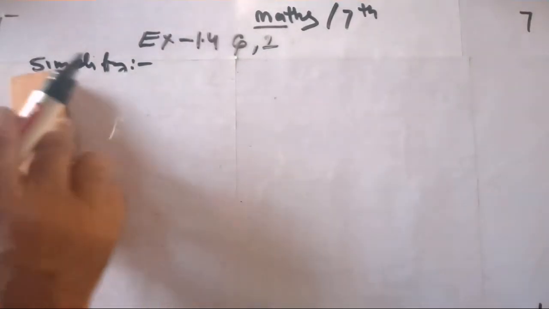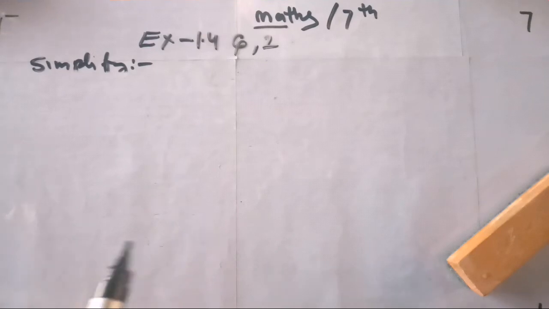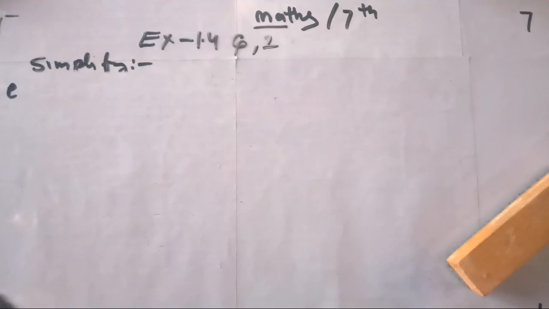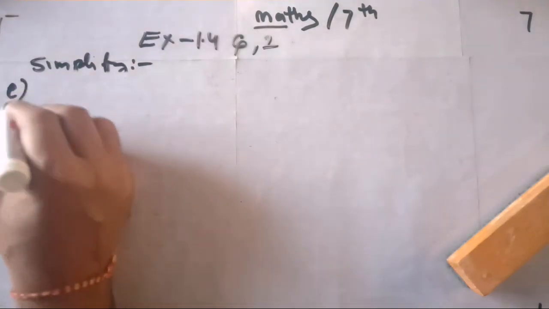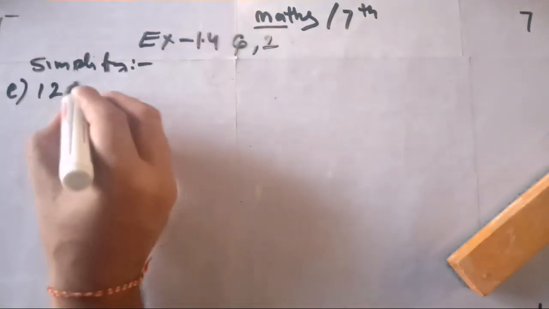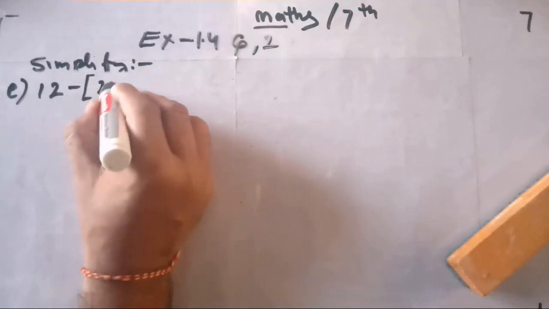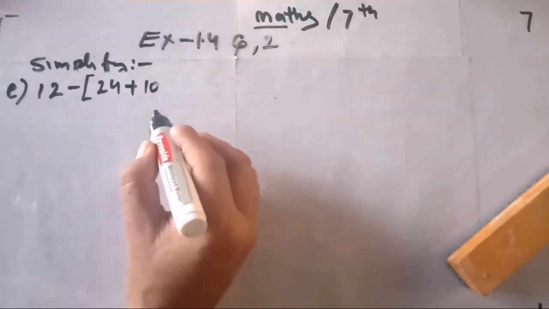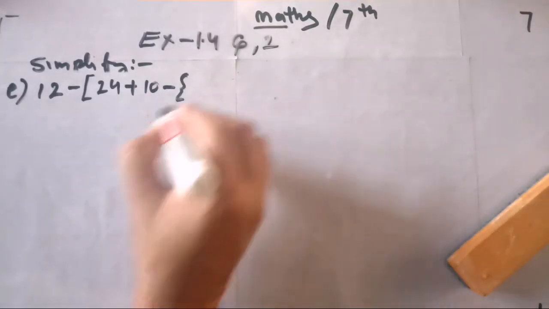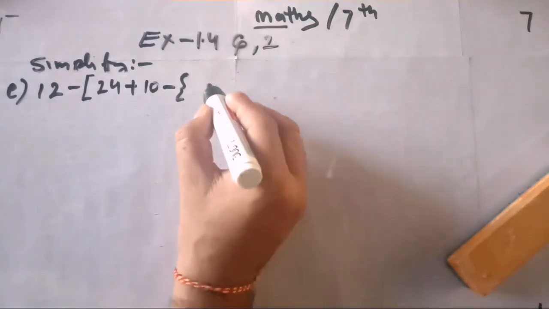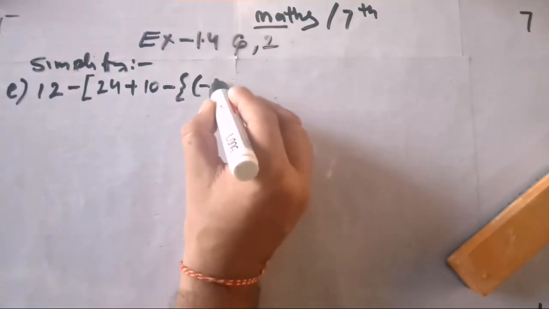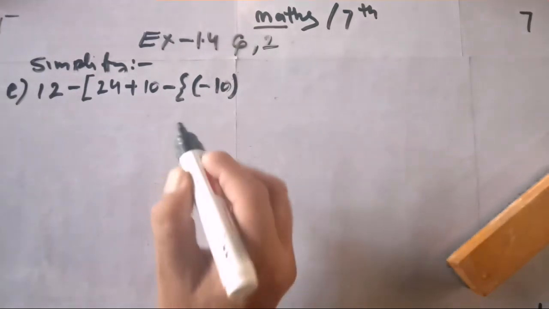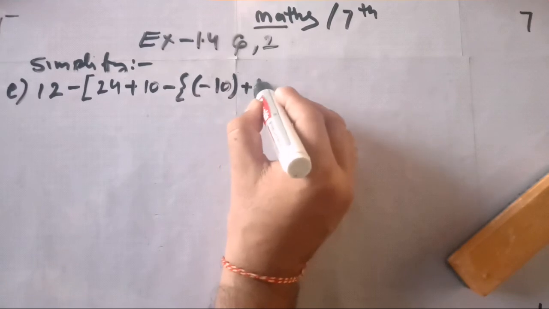So this is equal to E part beta. Here E part is equal to 12 minus square bracket 24 plus 10 minus curly bracket, small bracket minus 10. If there is a slight mistake of any sign, then your question will be wrong.